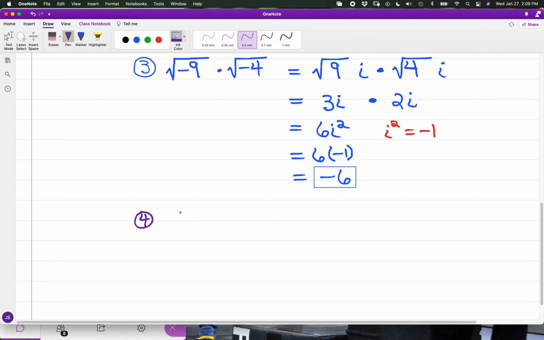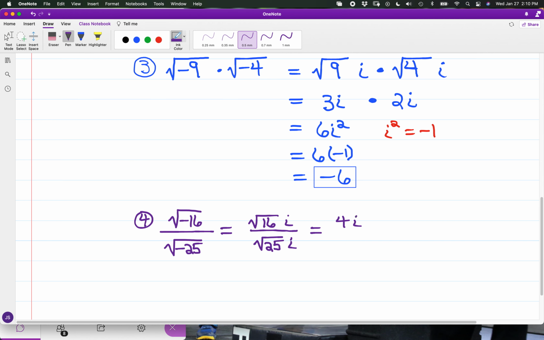Okay. And now, for what we have in the case of division, let's say I have something like the square root of negative 16 all over the square root of negative 25. So you have the square root of negative 16. You can write that as 4i already. I'm just going to draw this out. So have the square root of 16 times i all over the square root of 25 times i.